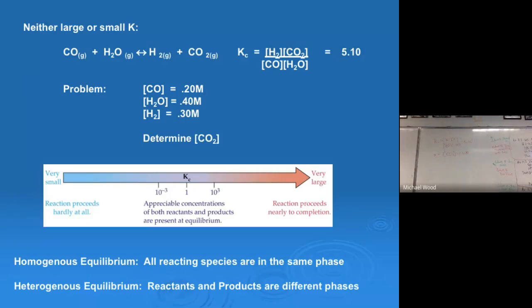But less than 1,000th would favor more reactants than products, more in the denominator than the numerator. And greater than 1,000 would favor more products than reactants.